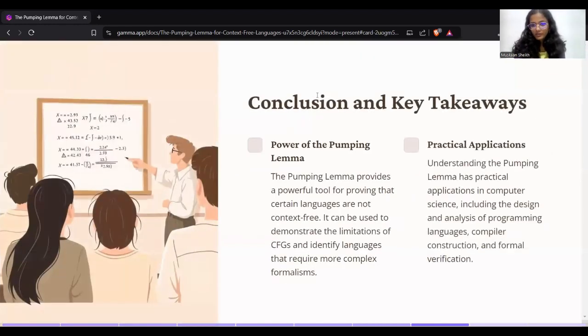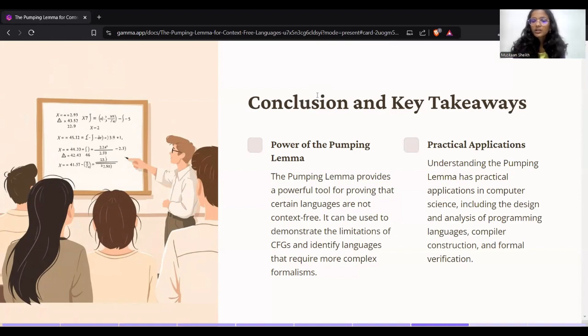Conclusion and key takeaways. Power of the pumping lemma. The pumping lemma provides a powerful tool for proving that certain languages are not context-free. It can be used to demonstrate the limitations of CFGs and identify languages that require more complex formalisms.